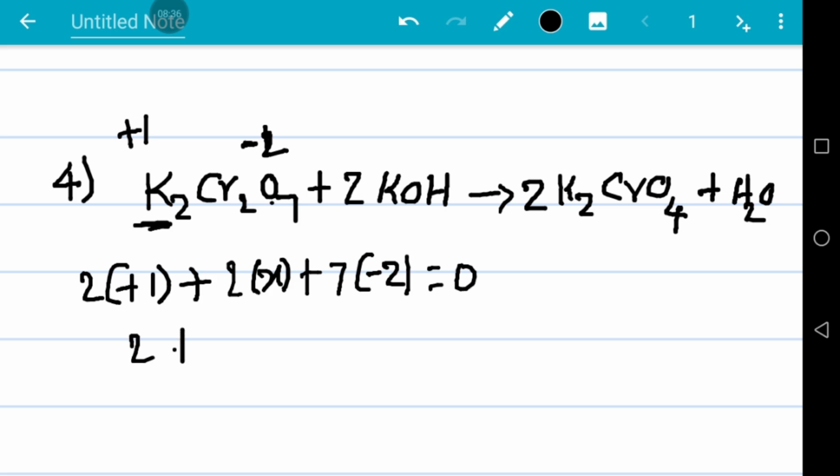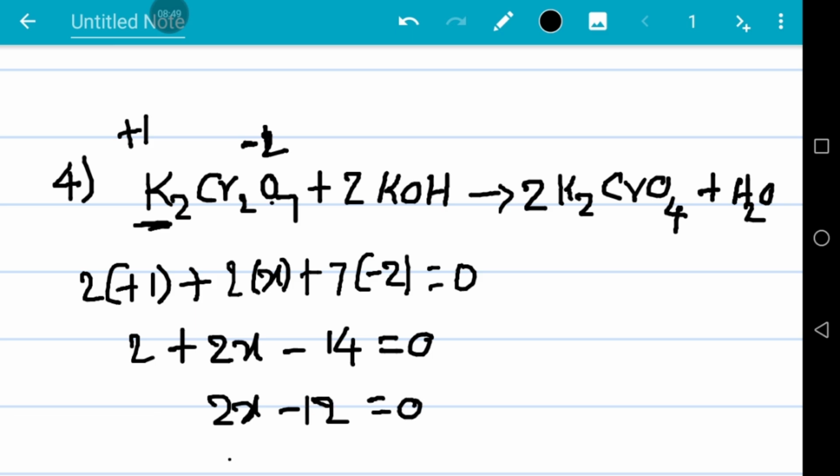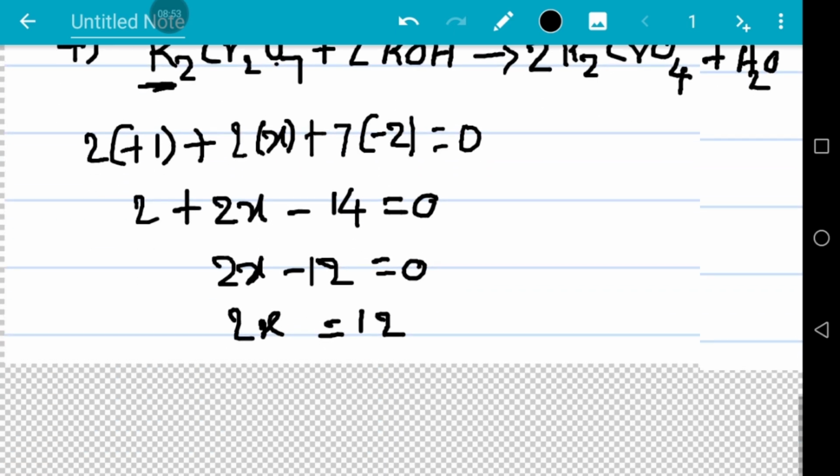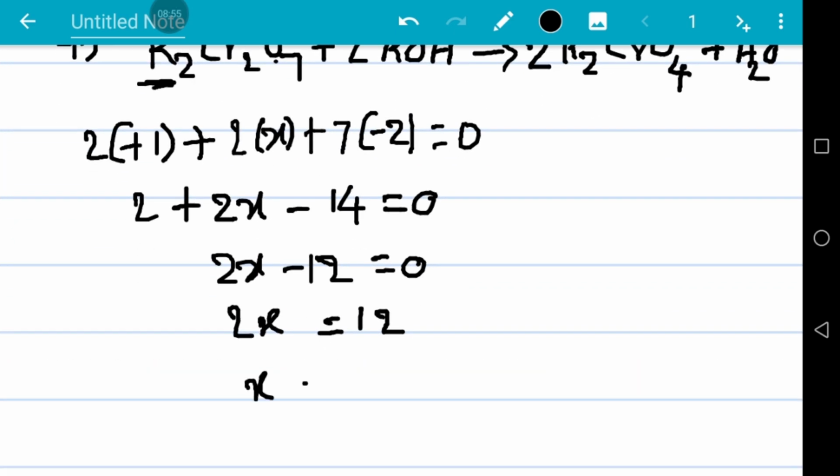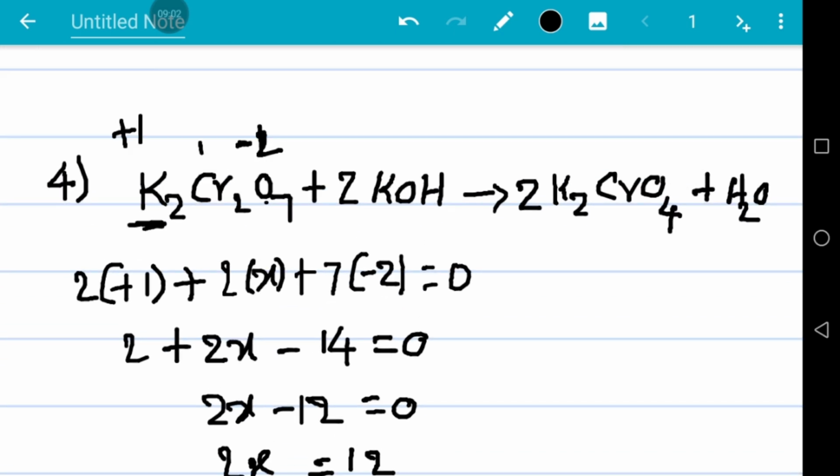Then 2 plus 2x minus 14 equals 0. So 2x minus 12 equals 0, then 2x equals 12, x equals 6. So what is the chromium oxidation state in K2Cr2O7? It is plus 6.